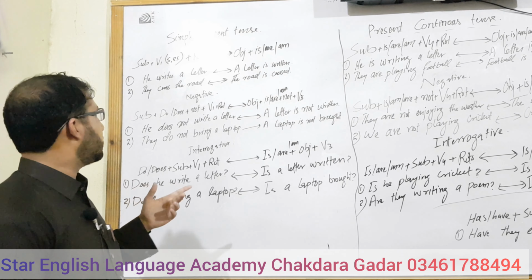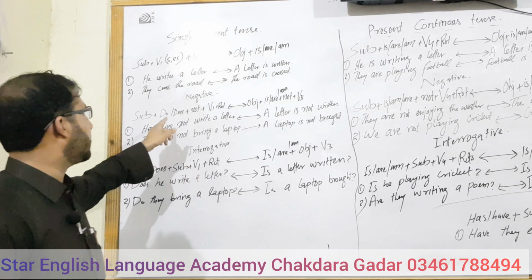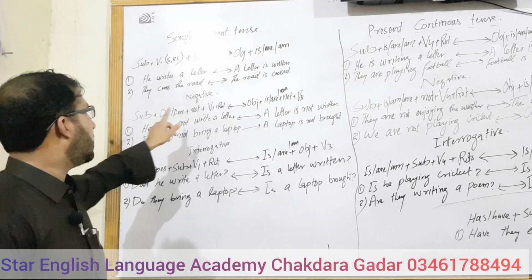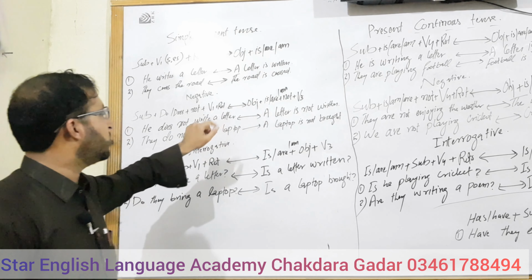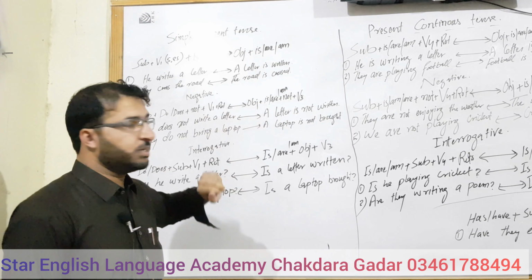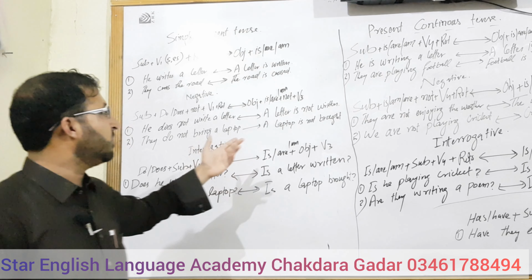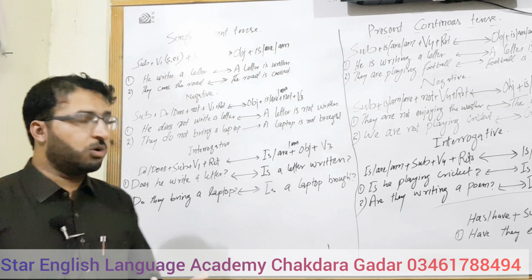Their negative structure of simple present is subject, do, does. It's again according to the subject. Not plus first form of the verb plus rest of the sentence. So their passive is object. Then again we use be verb, which means is or am. Then not and third form of the verb.